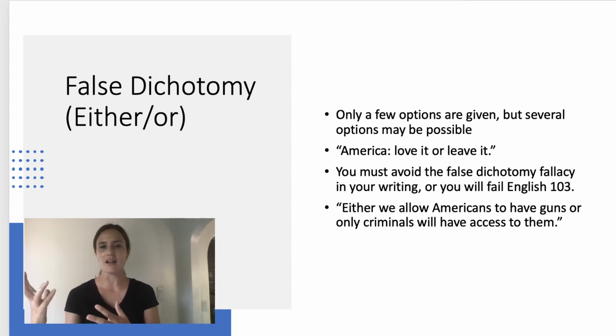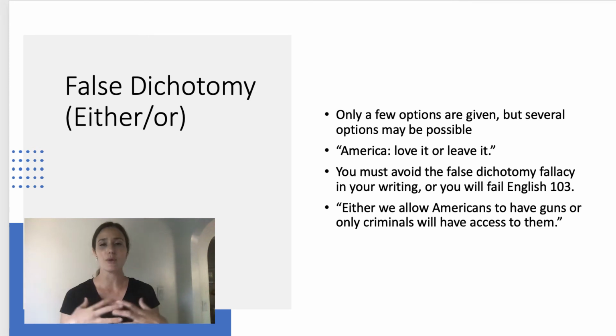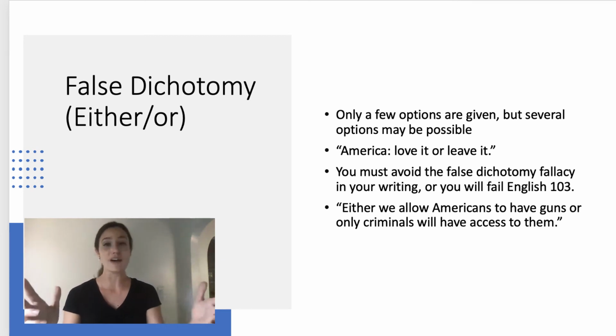So, America, love it or leave it, as if there aren't other options. Either we allow Americans to have guns or only criminals will have access to them. There would probably be several other options that could happen. Either you avoid logical fallacies in your essays for this class, or you fail the class altogether. Well, not necessarily. You get a B or a C or a D or an A. So this is the false dichotomy fallacy.